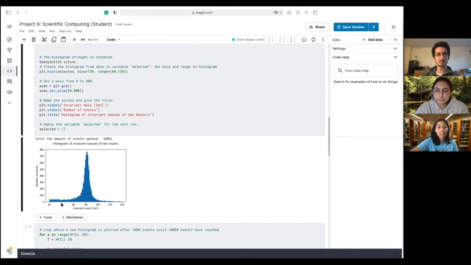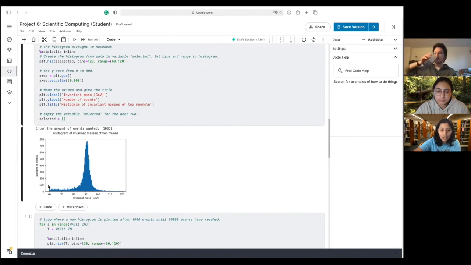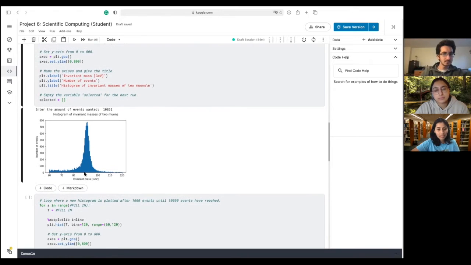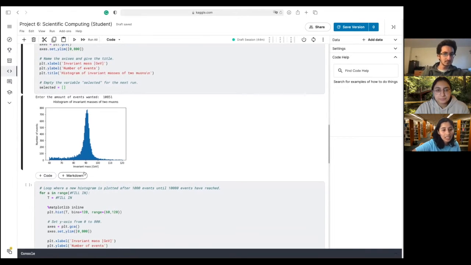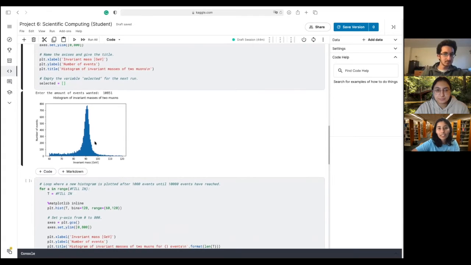So the y-axis is basically the number of events, and the x-axis tells you the invariant mass. From the slides that I showed you earlier, it's evident that something is happening around 90. There's a huge number of events that generate this invariant mass, which is probably a new particle or something. Are there any questions?